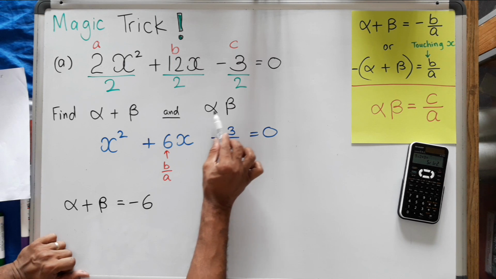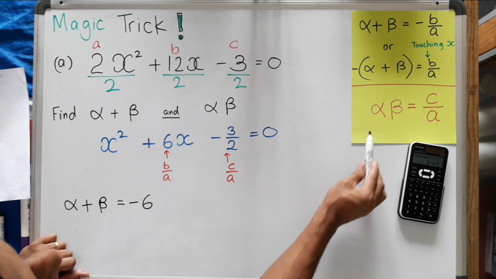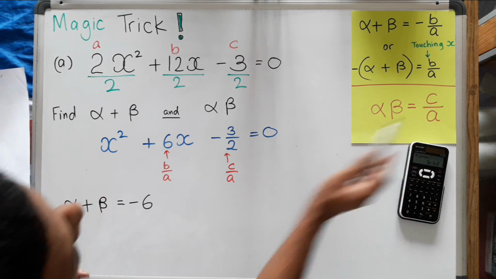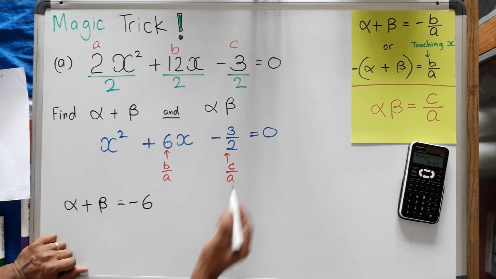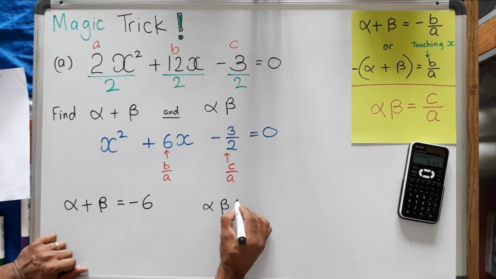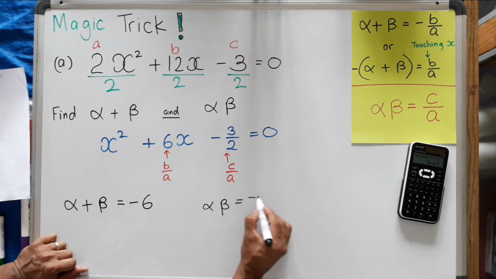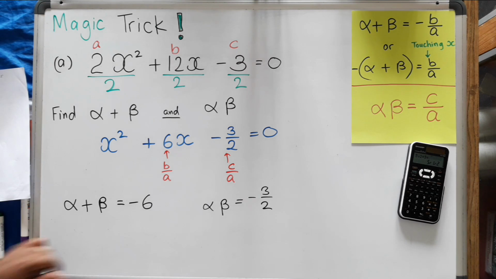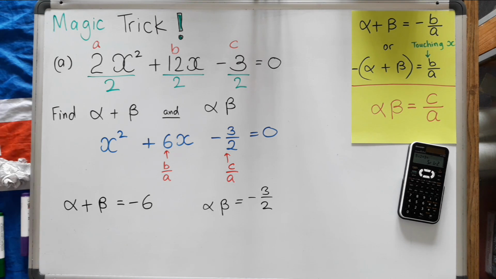To figure out alpha multiplied by beta, we just have to take the C divided by A value. You do not make this one the opposite. So C divided by A is minus 3 on 2. You do not make it the opposite. It's just minus 3 on 2. And that's the end of that particular question. Let's try a slightly harder one.